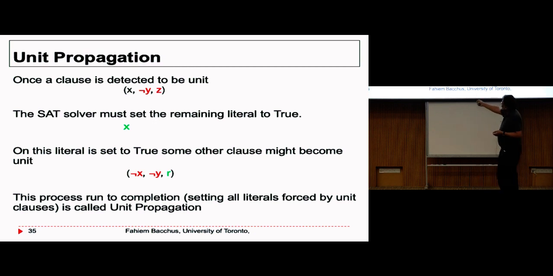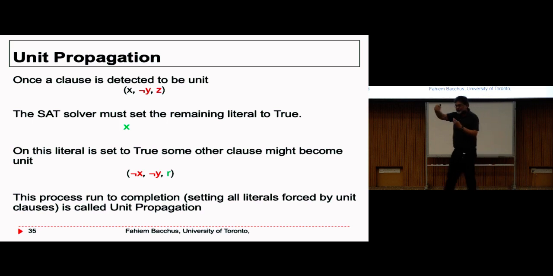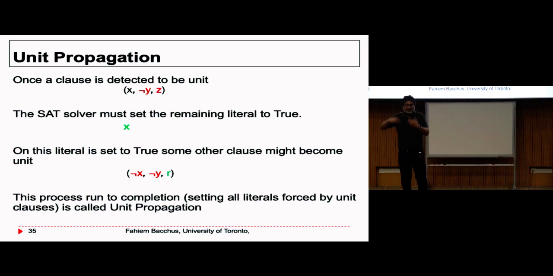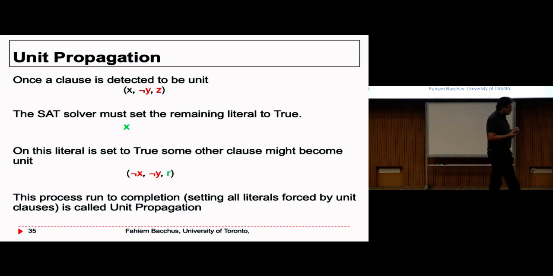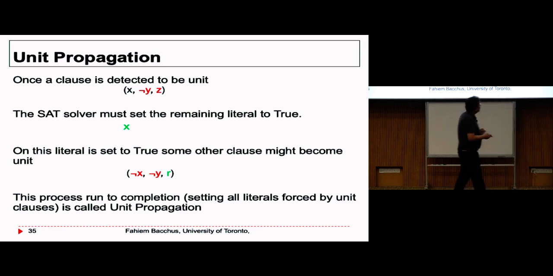Now, that could mean that some other clause becomes unit. So here, because you set x to true, this clause now becomes unit and it forces R. So this sequence of setting literals that are in unit clauses and then generating more units and setting them is called unit propagation. And you have to do this. And in a modern SAT solver working on most formulas, you can get chains that are hundreds and thousands long of unit propagations. So you have to do this efficiently.